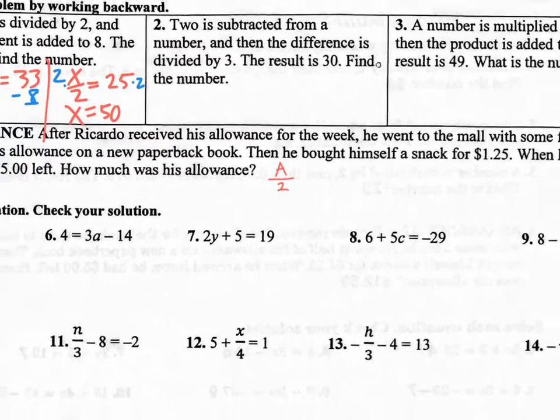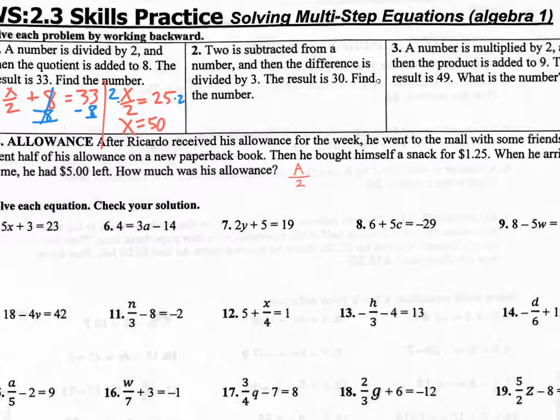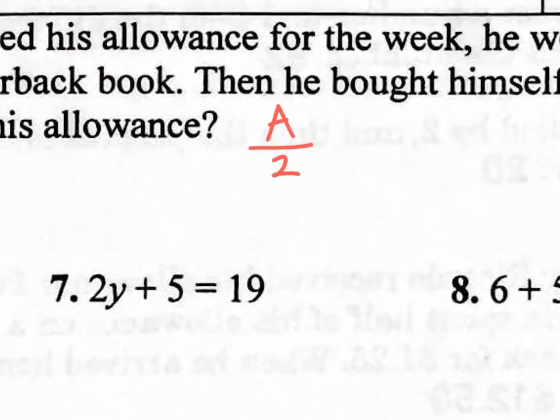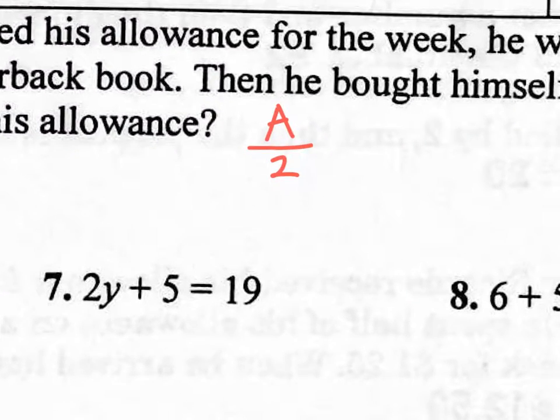It says that he spent half of his allowance on a new paperback book. Then he bought himself a snack for $1.25. That's what it says right here. He bought himself a snack for $1.25. When you buy something, what happens to your money? It decreases, right? You're subtracting $1.25. So let's go back to this allowance that was divided by 2, and let's subtract $1.25.